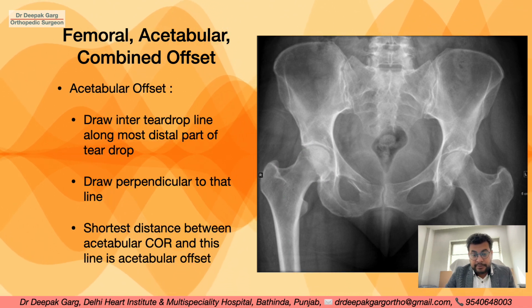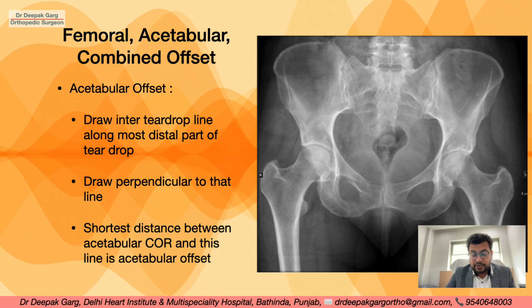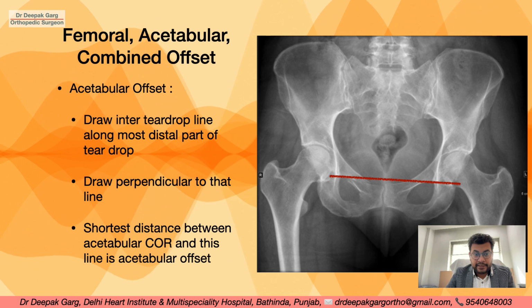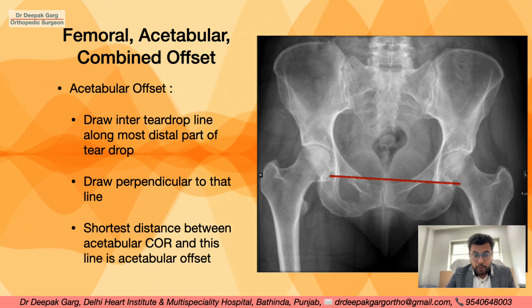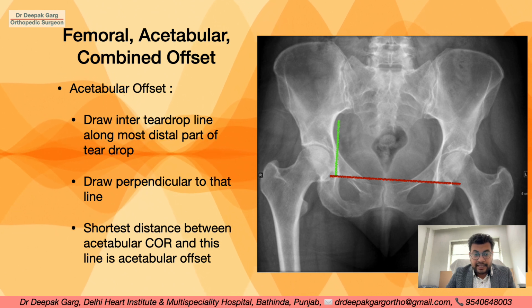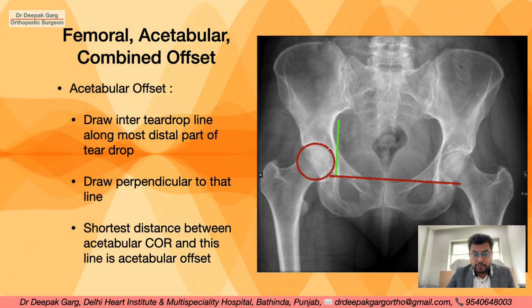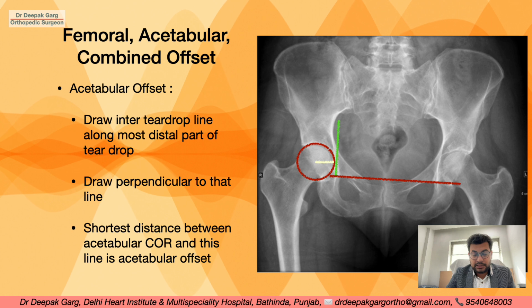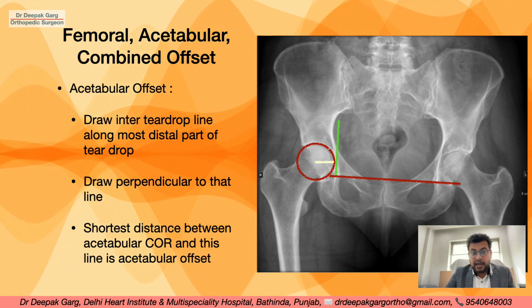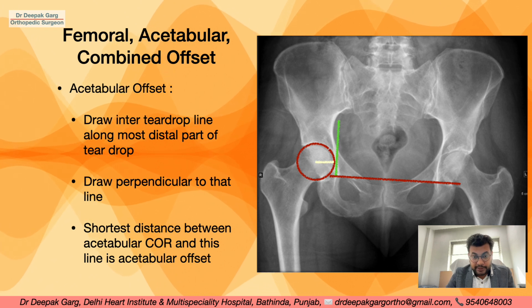Now similarly, we need to know the acetabular offset. So what is acetabular offset? We will first draw an inter teardrop line from the distal part of the teardrop, and then we will draw a perpendicular to that line, and then again the shortest distance from the center of rotation of the hip to this perpendicular line, perpendicular to the inter teardrop line, is the acetabular offset.